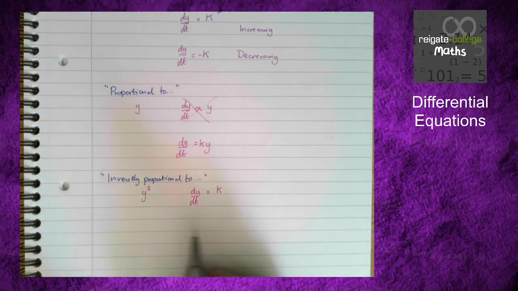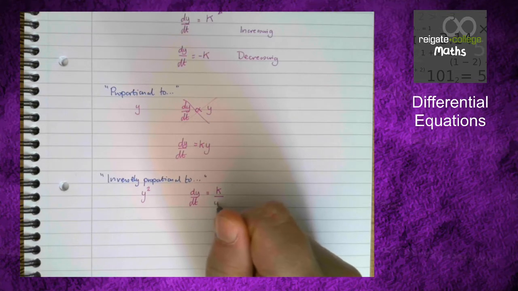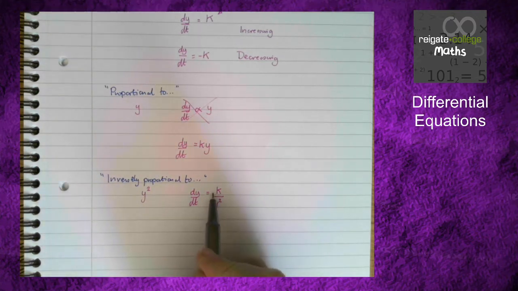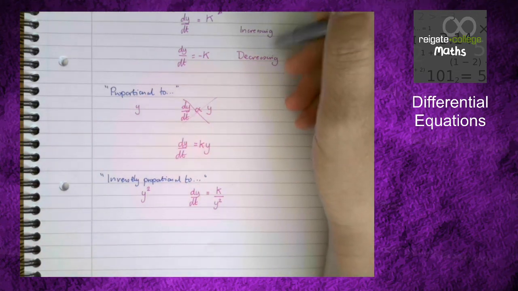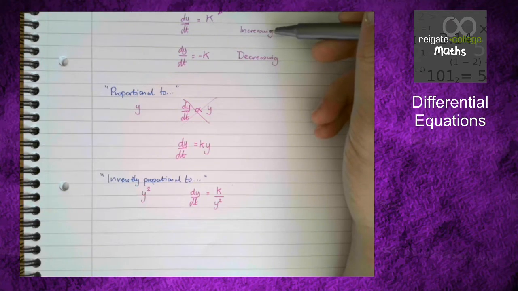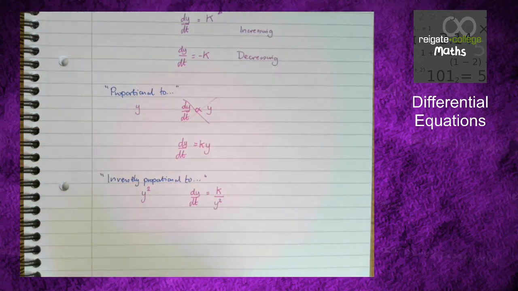So they're going to be equals k, but the inverse means that if it's inversely proportional to y squared, the y squared is underneath the k. Likewise, if it's decreasing, it would be a minus. And so that idea here isn't just for constant rates. If it's increasing, it's positive. If it's decreasing, it's negative, which is really important.